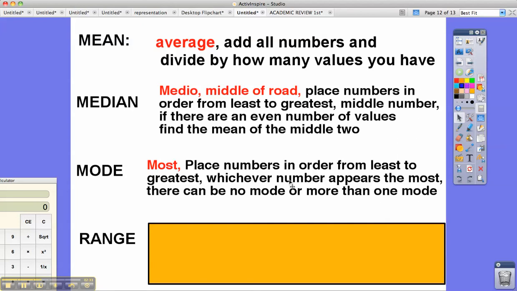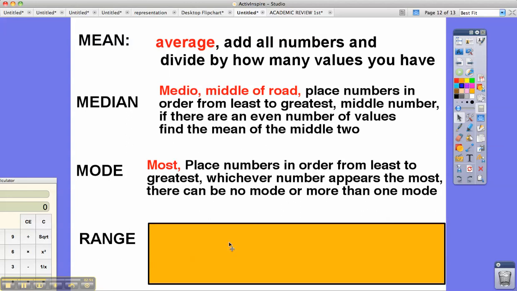So if you have 1 two times and you have 2 two times, then you can have a mode of 1 and 2. It can have 2 different modes. These are all measures of central tendency. The last one, range, is a measure of variability. It tells you the distance between it.